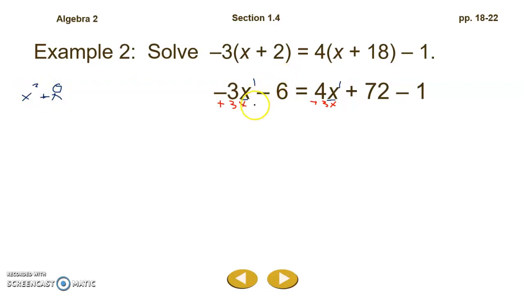So I want to get rid of this 3x on this side. In order to do that, I'm going to add 3x. Because these are opposite numbers, I know that negative 3x and positive 3x are 0. They cancel each other out. But if I add 3x on this side, I have to do the same thing to the other side to keep it balanced, which is what I do here.